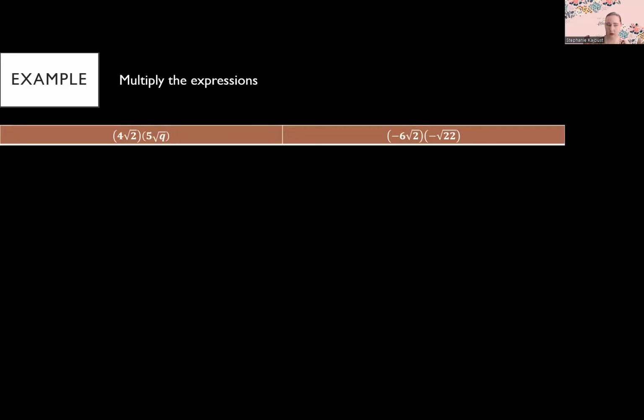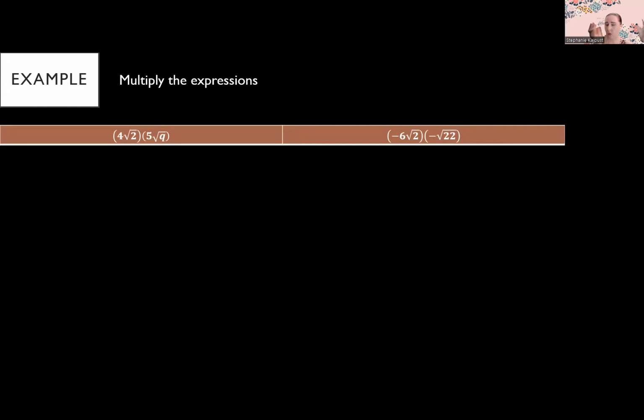So those were the most basic type. And now we're going to combine them. So multiply the expressions. And here now we've got square roots, but we also have numbers in front of the square roots. So remember our commutative property of multiplication. The commutative property of multiplication says that the order of multiplication doesn't matter. You can rearrange the order that things are multiplied. And so that's what we do here.